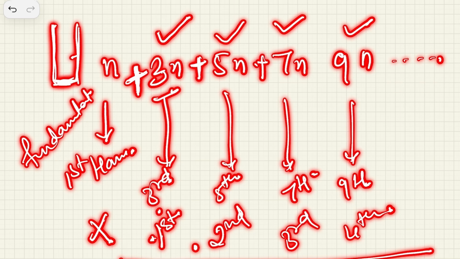Here also 6n. If you are counting that as 6, that means you are giving a harmonic number to the 6n frequency, but you are not counting it for the overtone number. So a harmonic number is given whether the frequency is present or absent. You have to allot a harmonic number to the frequency, but for an overtone number the frequency should be present.